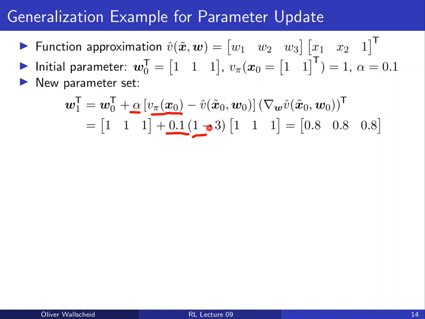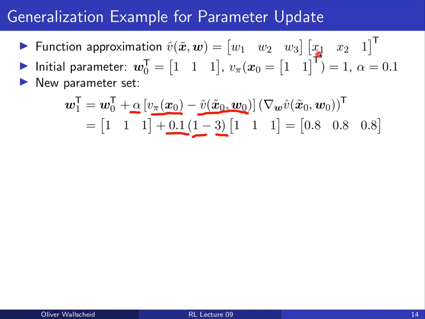So this is 1. And then the estimate, at the zeroth time step, k equals 0, we have plugged in 1, 1. So with the feature engineering, that would be 1, 1, 1 times the zeroth parameter vector, also 1, 1, 1. So basically what we get here is 3. So this is then this one, and then the derivative, so the gradient of v hat with respect to w.